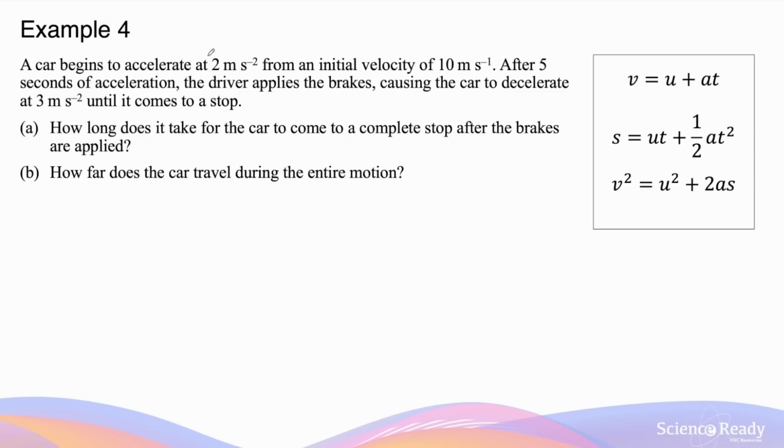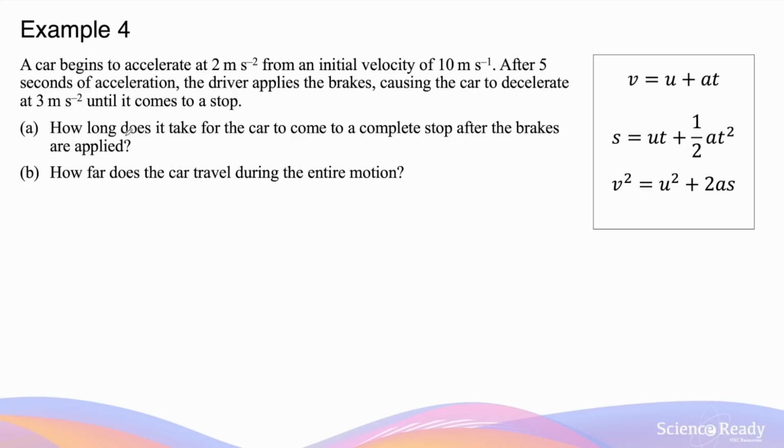A car begins to accelerate at 2 meters per second squared from an initial velocity of 10 meters per second. After 5 seconds of acceleration, the driver applies the brakes, causing the car to decelerate at 3 meters per second squared until it comes to a stop. How long does the car take to come to a complete stop after the brakes have applied?